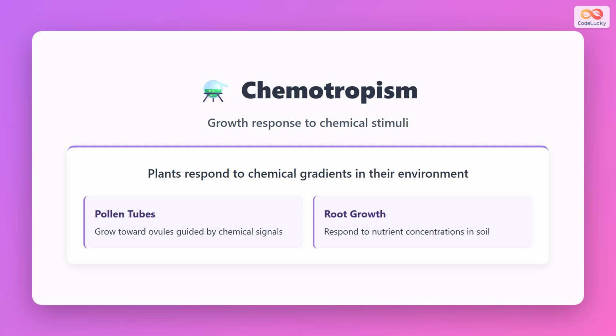Chemotropism is the growth response to chemical stimuli. Plants can detect and respond to chemical gradients in their environment. During reproduction, pollen tubes grow toward ovules, guided by chemical signals released by the female reproductive structures. Similarly, roots respond to nutrient concentrations in the soil, growing toward areas rich in minerals and essential elements needed for the plant's growth and development.